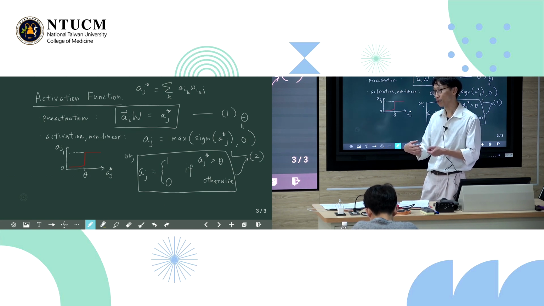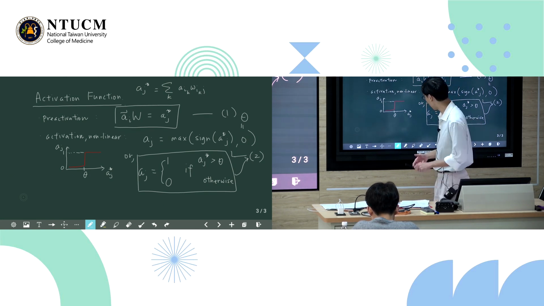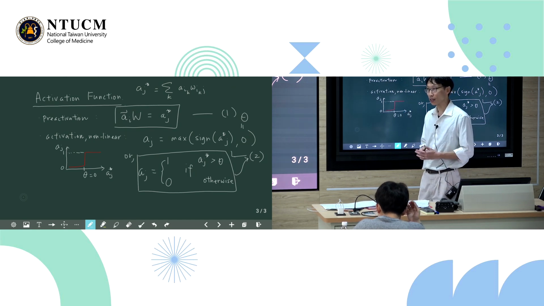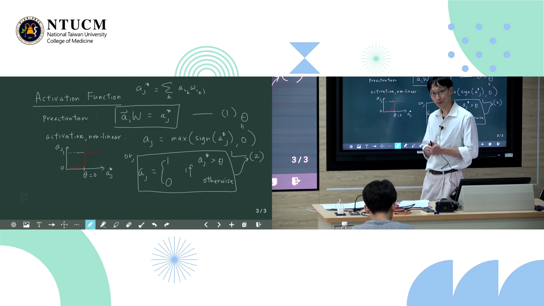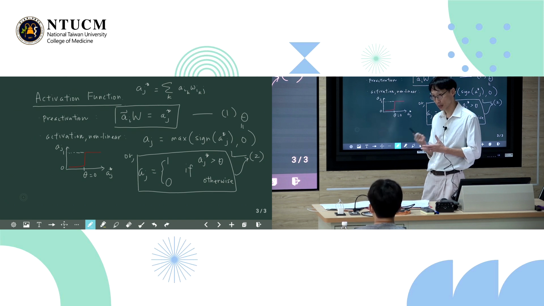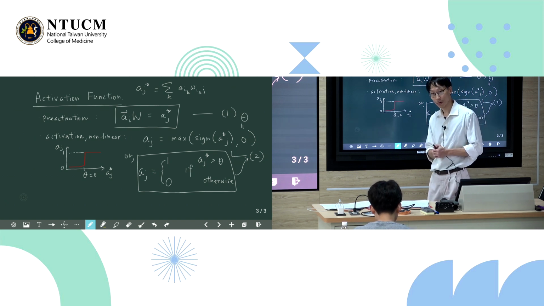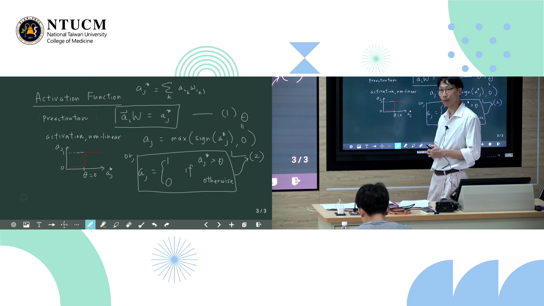So the sign function just basically tells us, is it going to be positive or negative? Let's say the case where theta is 0, then we just take the maximum of this function. And that will give us an output of either 0 or 1, depending on the sign of the pre-activation output. What if we don't want the theta to be 0? What if we want the theta to be some arbitrary constant or value?